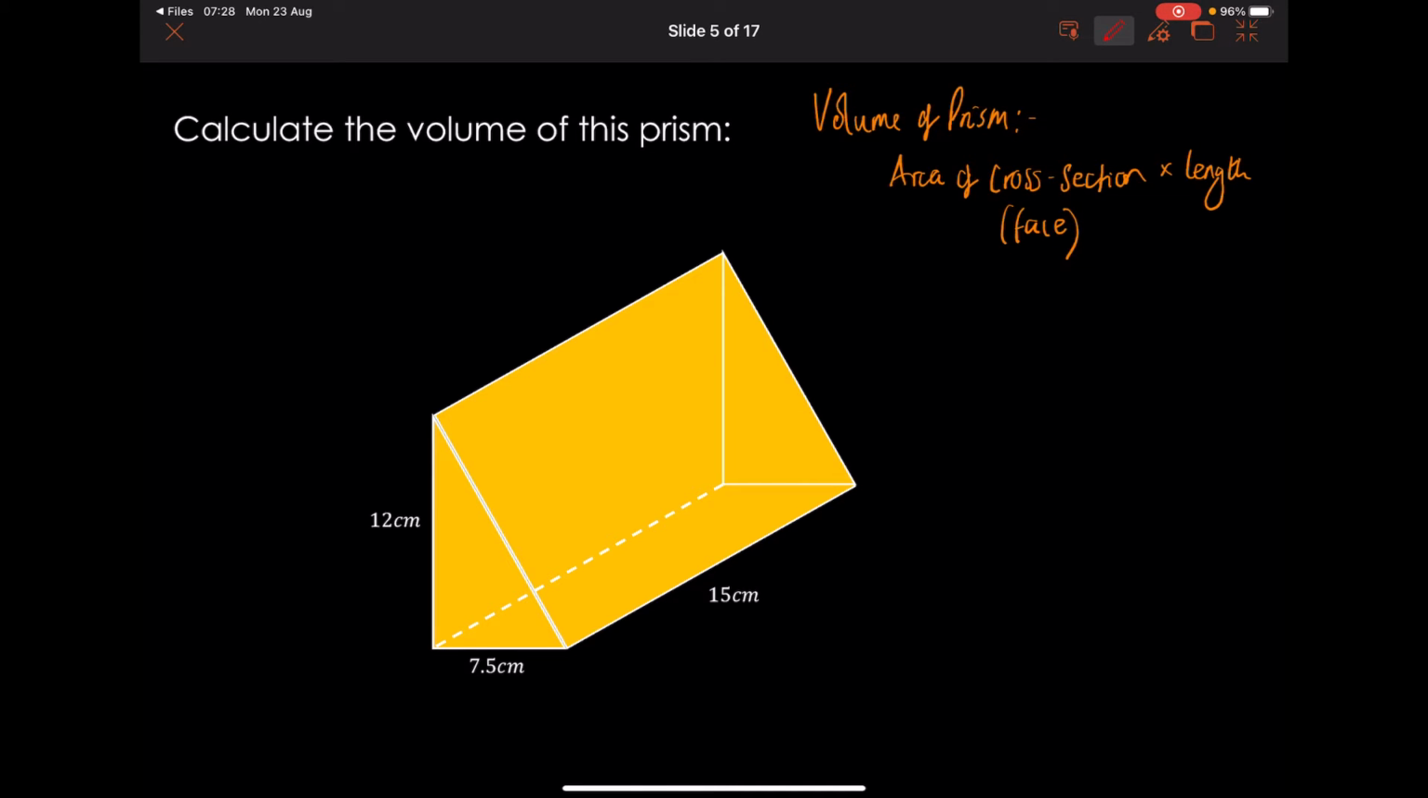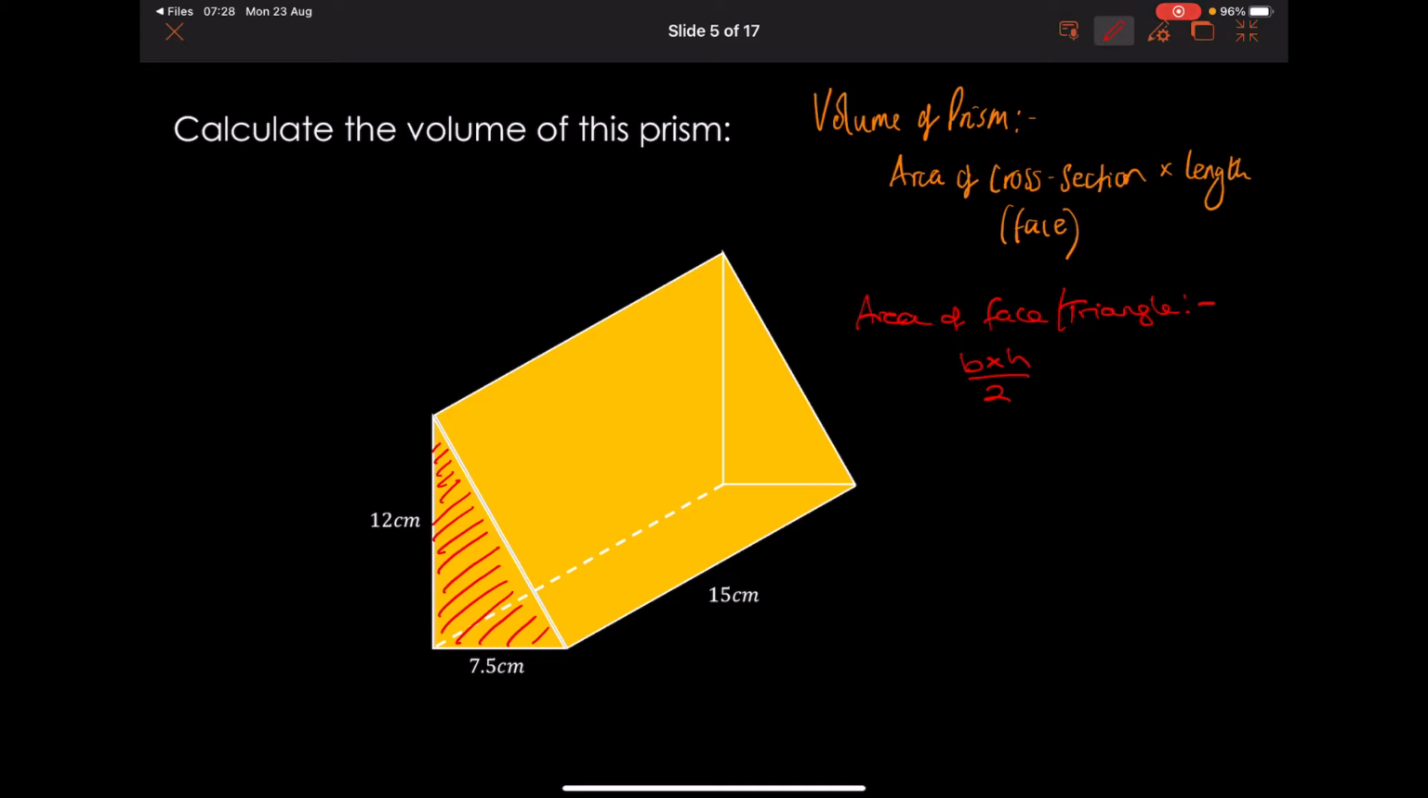Area of the face, this triangle here. We know how to work out the area of a triangle, don't we? Area of face or cross section. So it's a triangle in this case. Okay, the area of a triangle is base times height over 2.